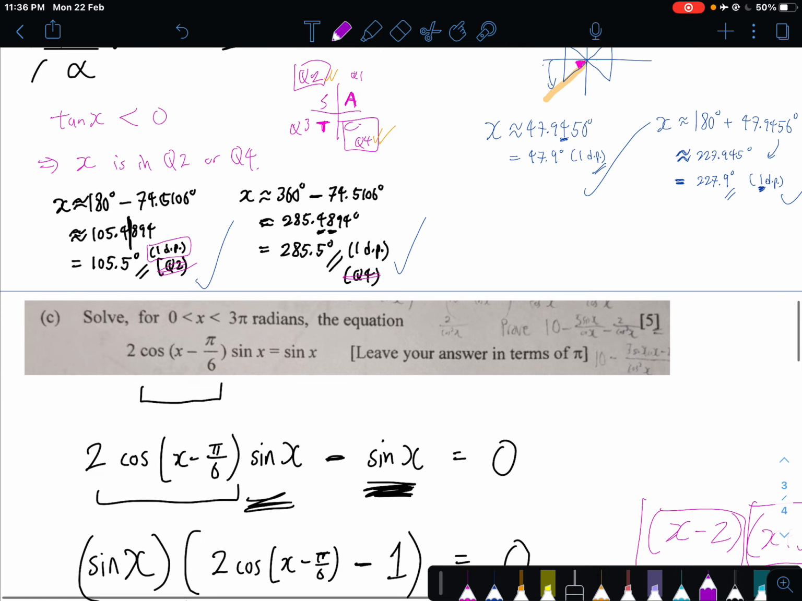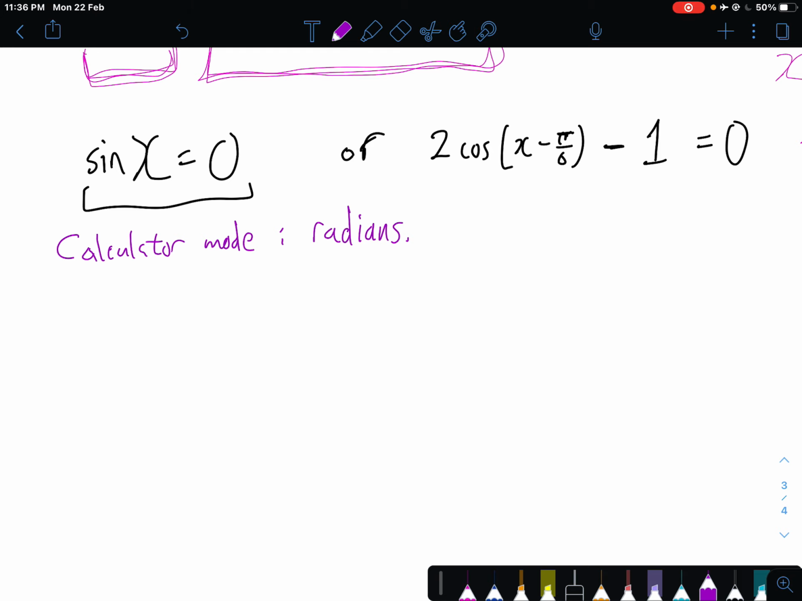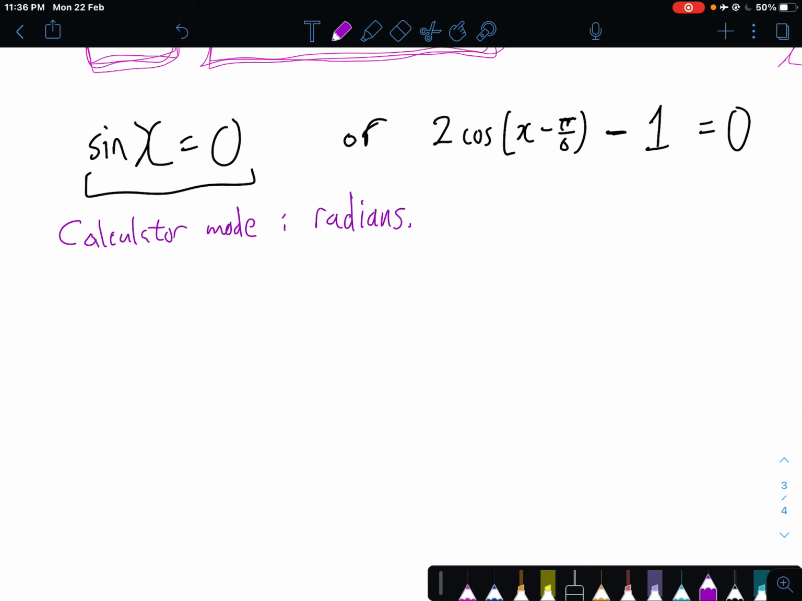And because it's in between 0 and 3 pi, we need to do something a bit special. So I'll just explain as I go along, okay? Now, sine x is equal to 0. How do we solve for that? That is not a problem that can be solved by an E Maths student. Only A Maths will teach you how to solve sine x equal to 0.